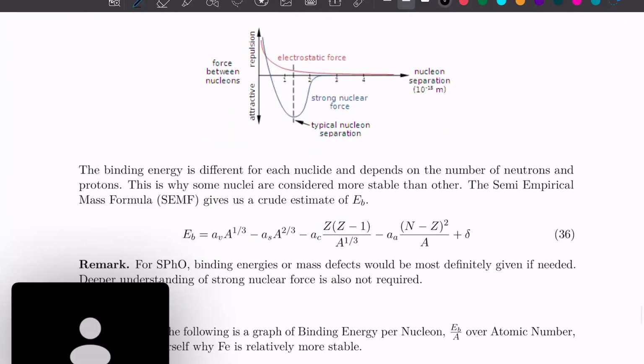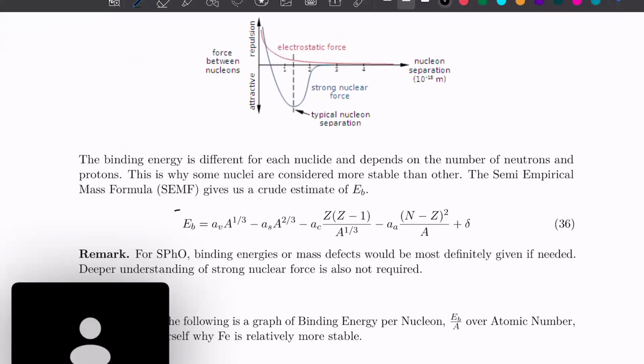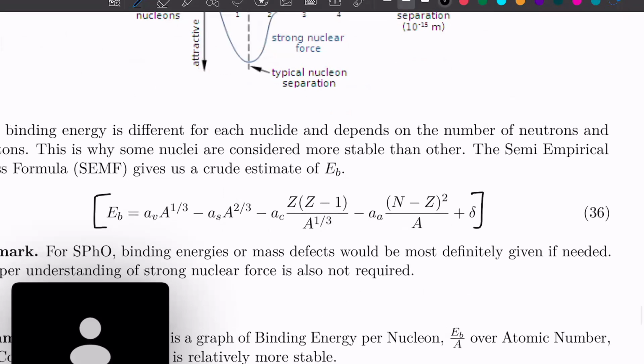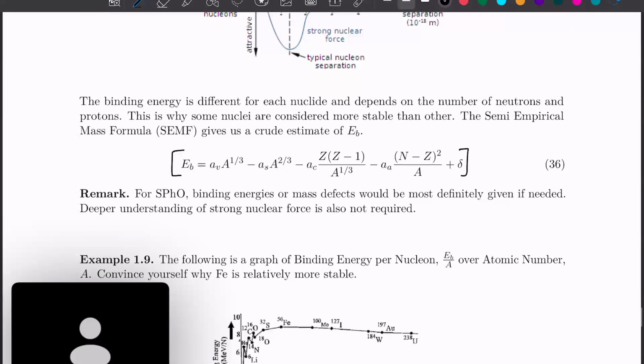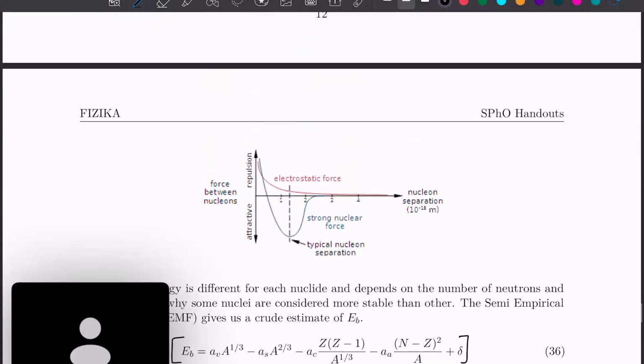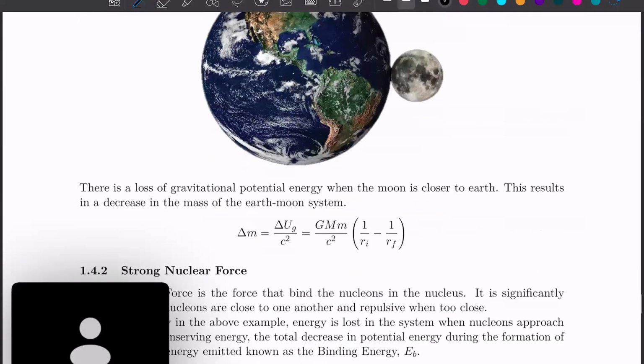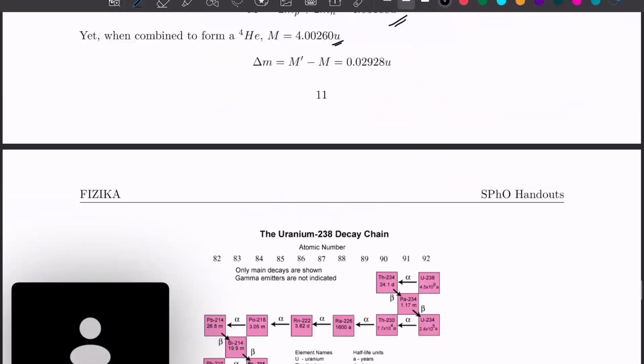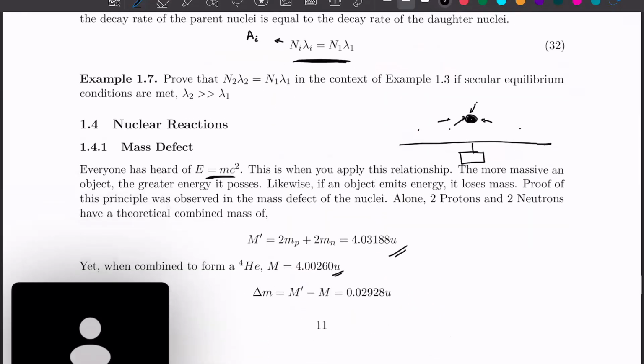This is something I learned in SO. It is completely not necessary for SPhO. I put this here so that you can have an idea of what exactly is the difference in this mass.